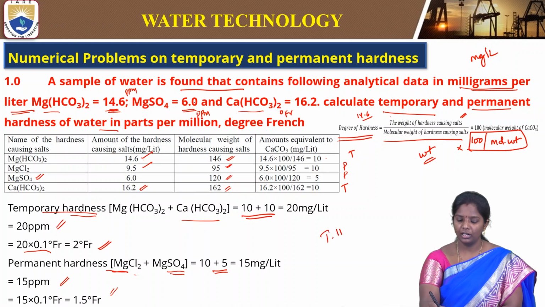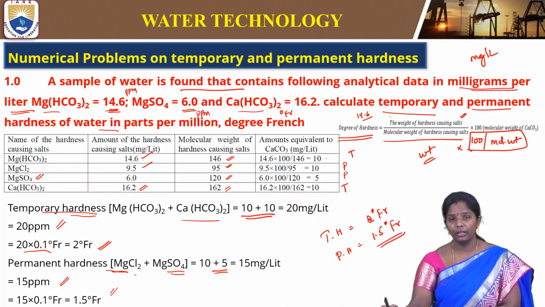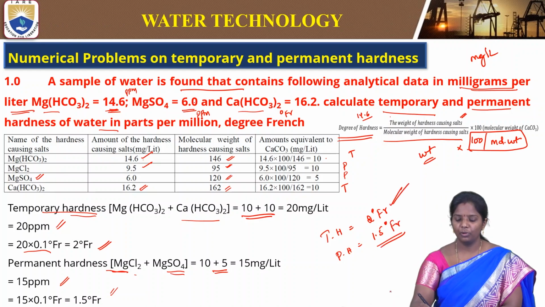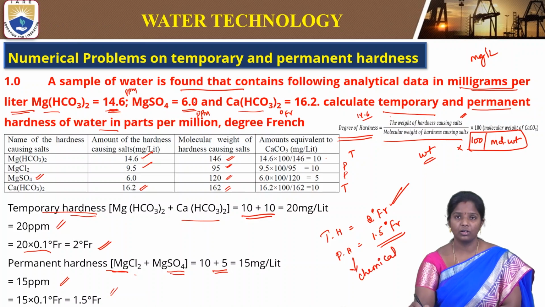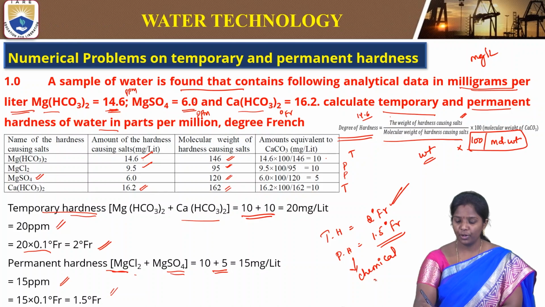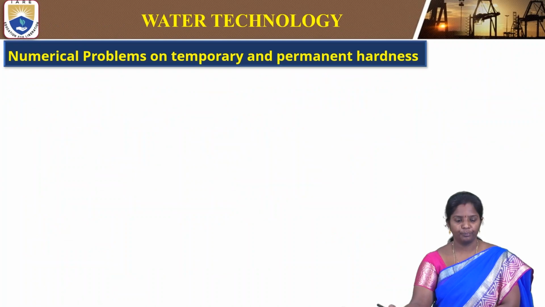So the temporary hardness is equal to 2 degree French and permanent hardness is equal to 1.5 degree French. So both are present in comparable amounts. Temporary hardness can be removed by boiling. Permanent hardness has to be removed by chemical reagents or chemical agents, reverse osmosis, or the ion exchange process. So these are the different ways that can be used to remove the permanent hardness.